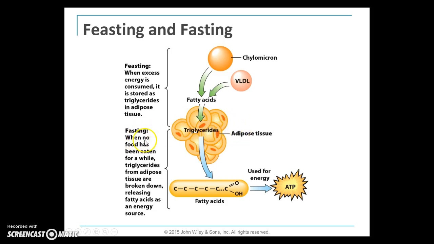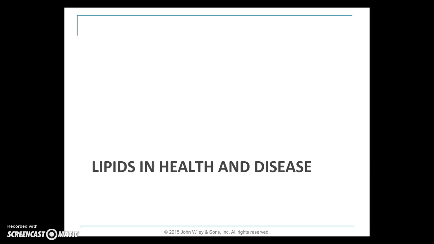And when no food has been eaten for a long time, not just a little while, triglycerides from adipose tissue are broken down, releasing fatty acids as an energy source. So say we run out of glucose and we need them, but if we have plenty of glucose and plenty of food, we really don't ever break down these triglycerides in adipose tissue until we create a different balance there.